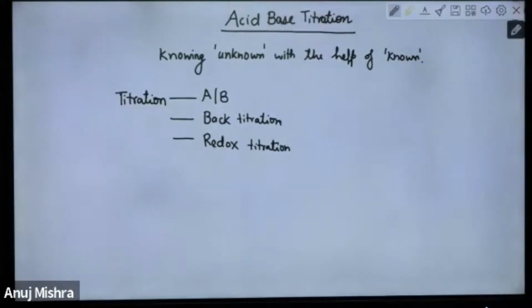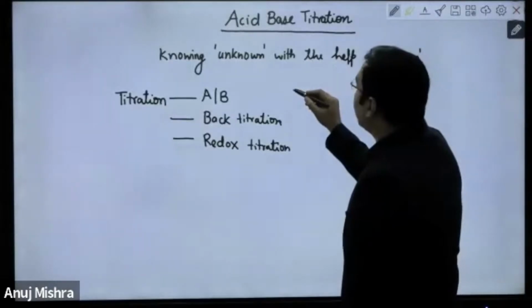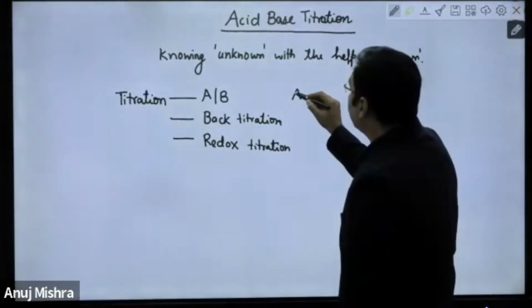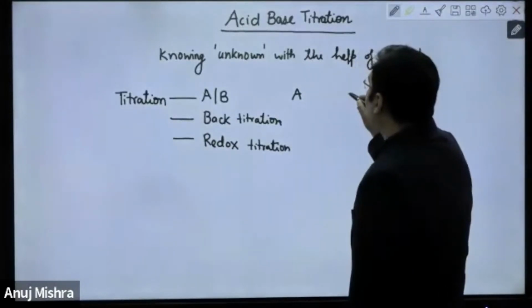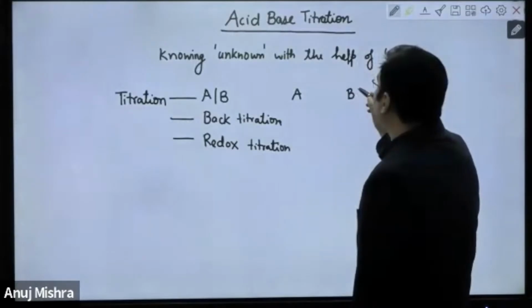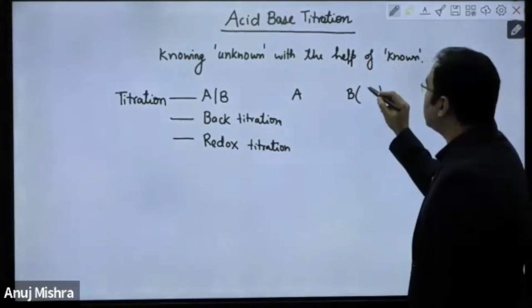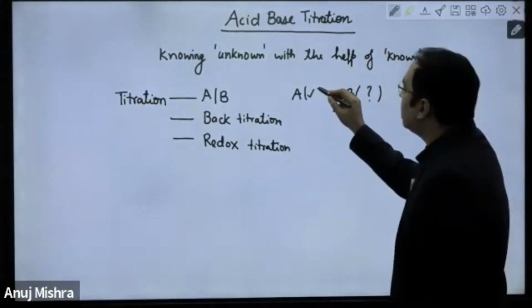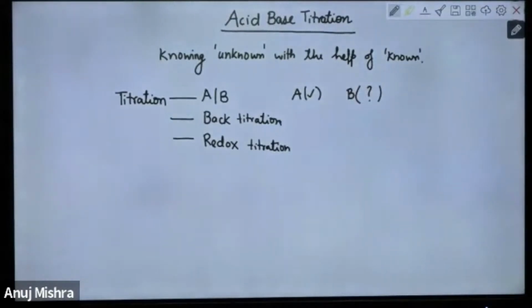So when you talk about acid-base titration, let's say you are titrating some known acid and there is some unknown base and you want to calculate the value of its concentration. This is known, this I want to calculate, or vice versa. Base is known, acid is unknown. That is called acid-base titration.